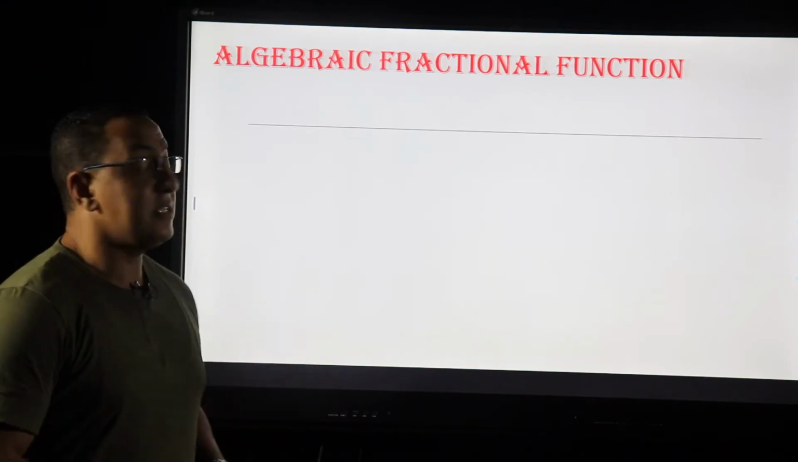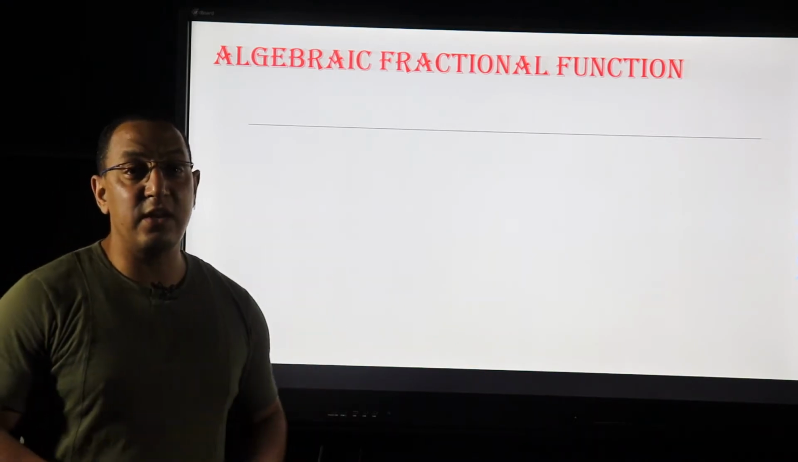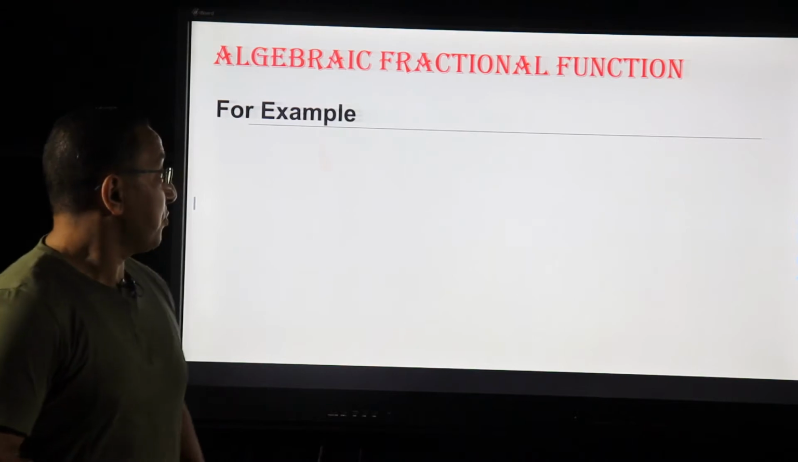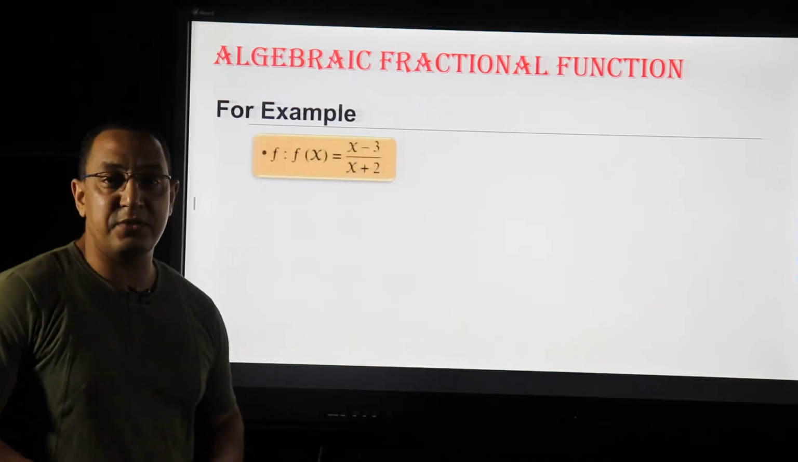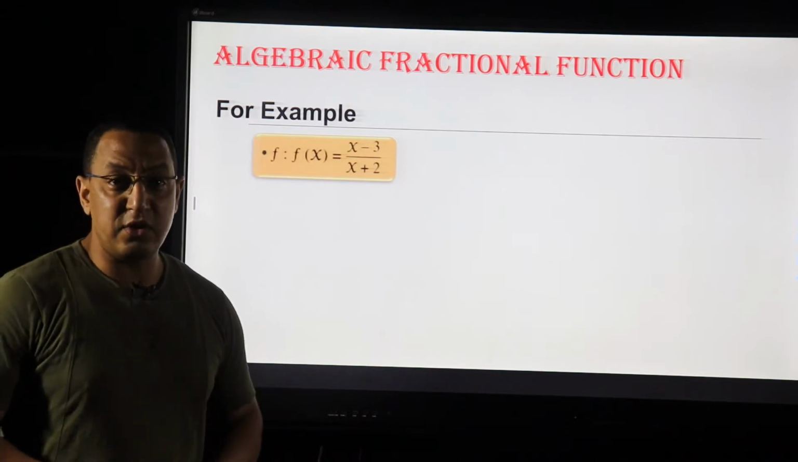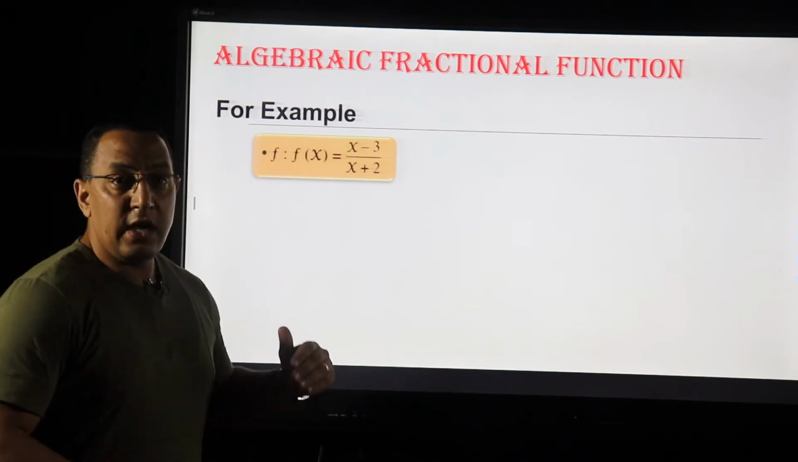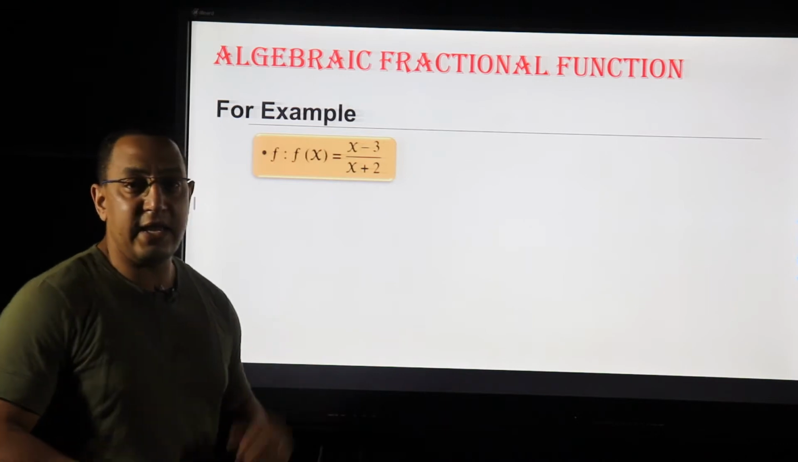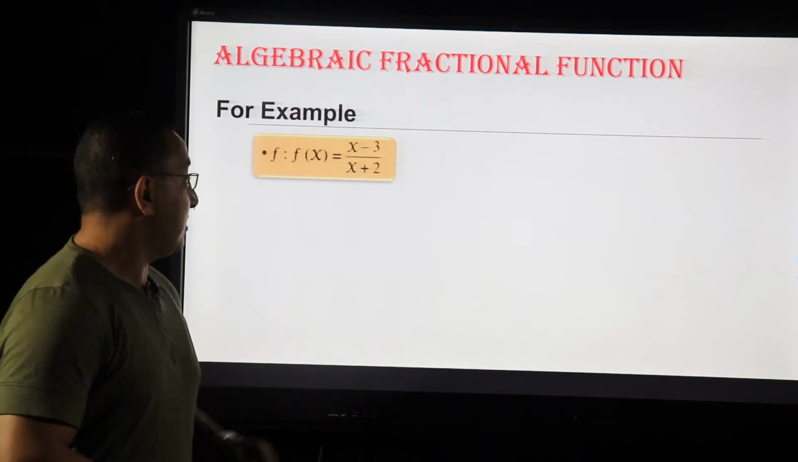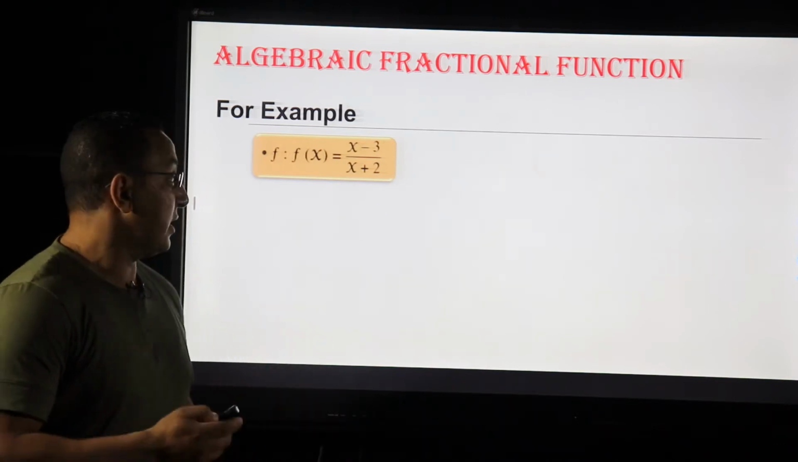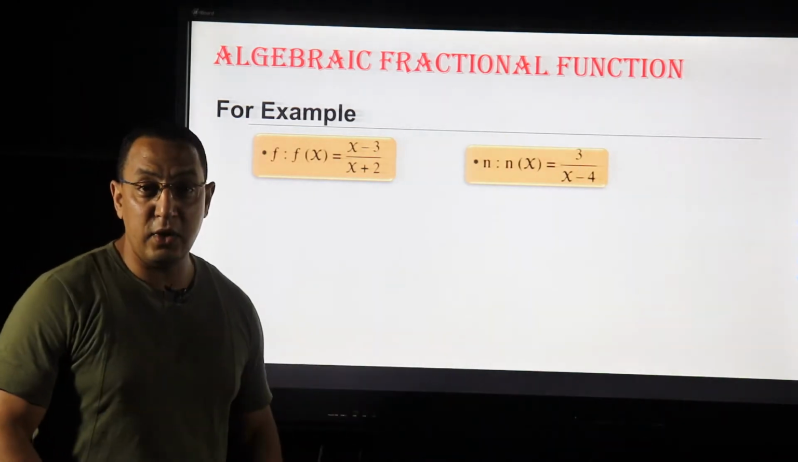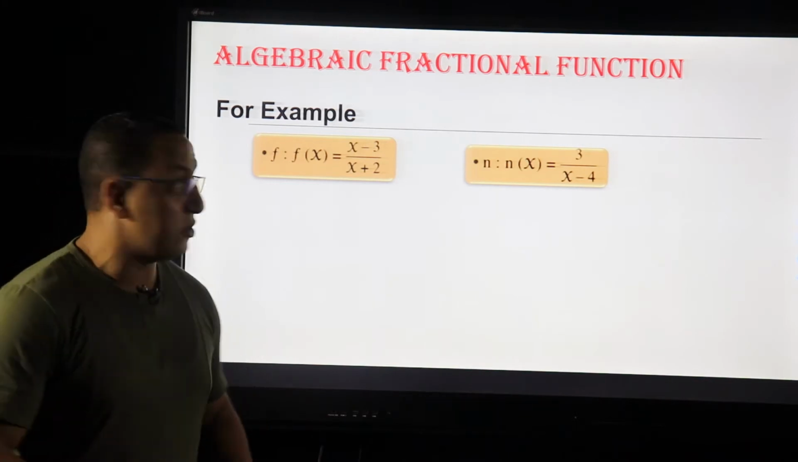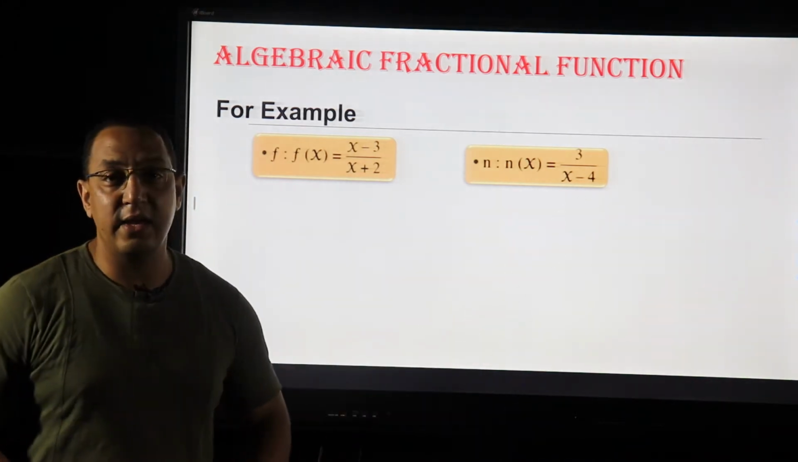From its name, it is a function written in a fractional form like this. For example, f of x equals x minus 3 over x plus 2. This is a fractional function because it is a fraction formed from x up and x down. Another example: n of x equals 3 over x minus 4. This is a fractional function because we have x here in the denominator.